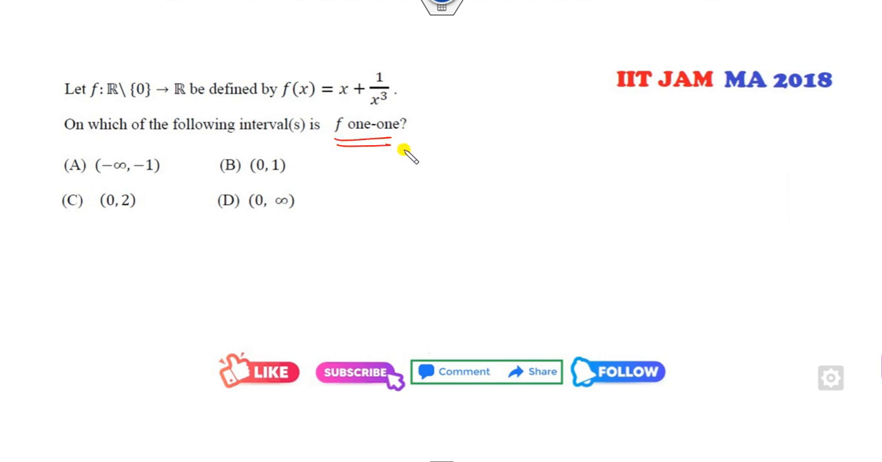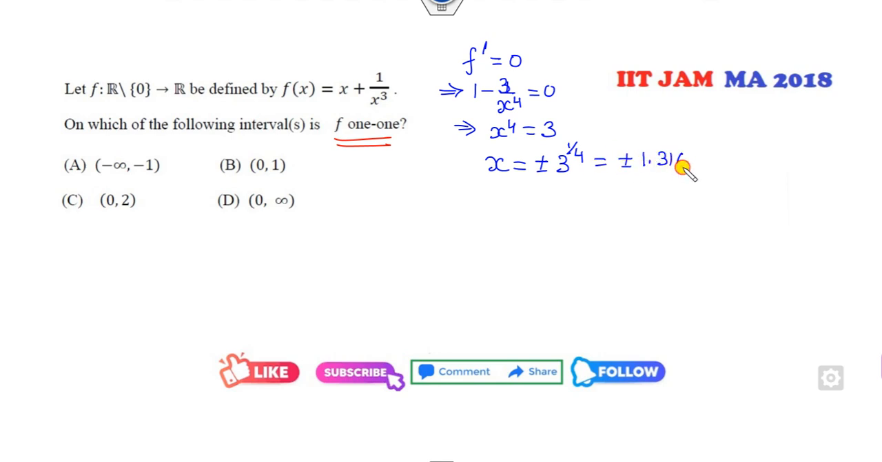Okay, which of the following is not 1 1? Again, can you do it graphically? It is not possible to do it graphically. I can find the critical point. So what is the critical point? It is 1 over minus 3x4, so x4 will be 3. So x will be plus minus 3 raised to power 1 over 4. Do you have a calculator? You can find the value of 3 raised to power 1 by 4. I will calculate it. It comes to be 1.316.